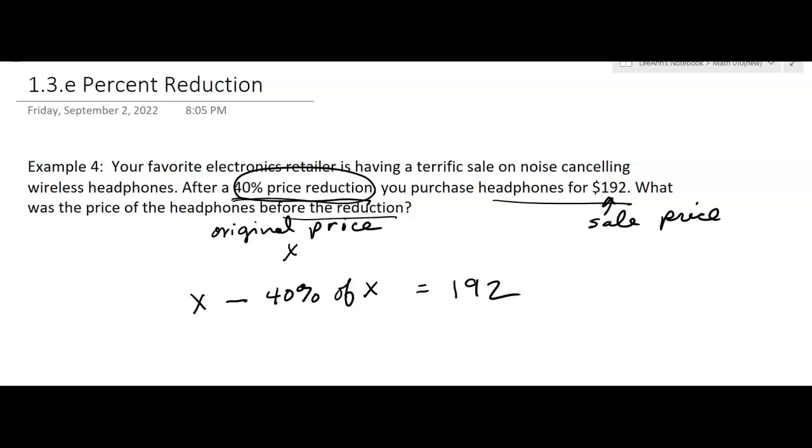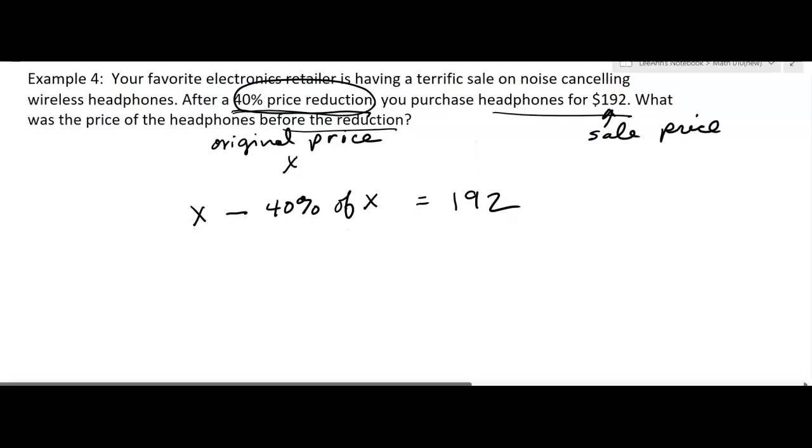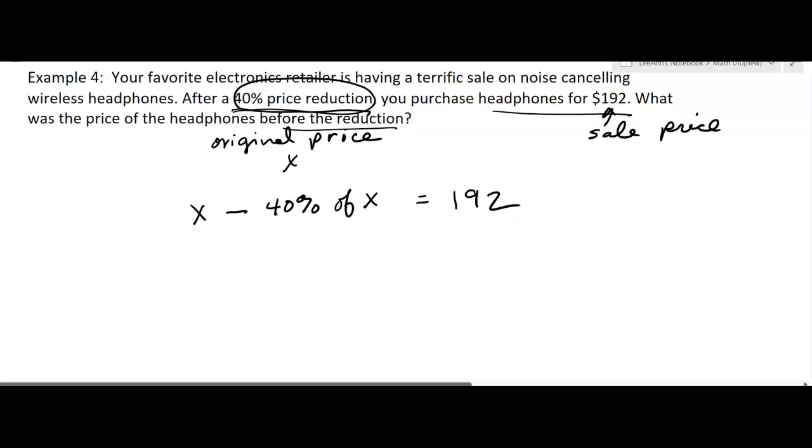$192. Okay, so you can think about that a little bit. You have something that costs, I don't know, $250 or whatever, and then we're going to get 40% off, and we paid our sale price. We only paid $192. And so we're trying to figure out what was the original price.